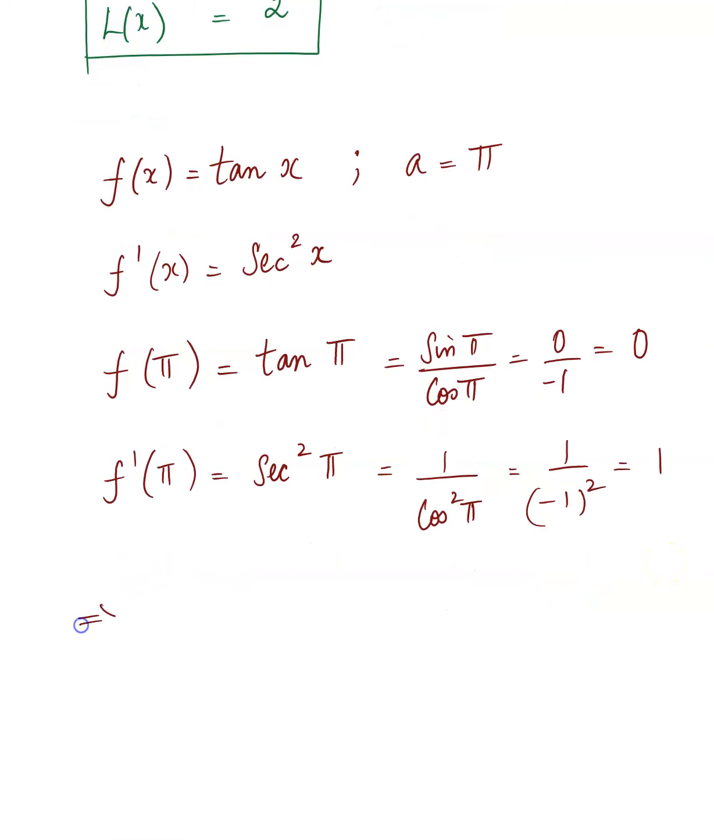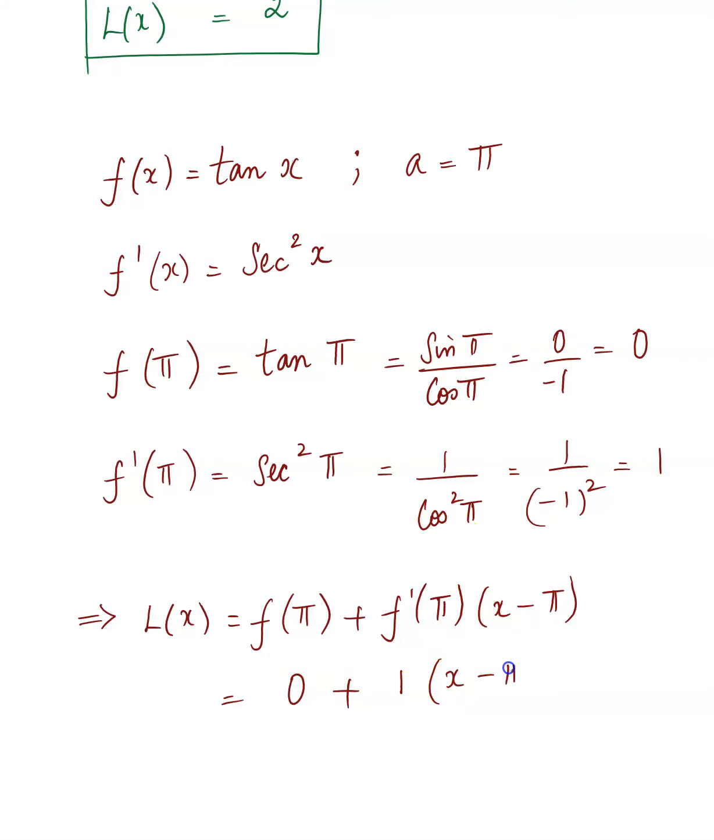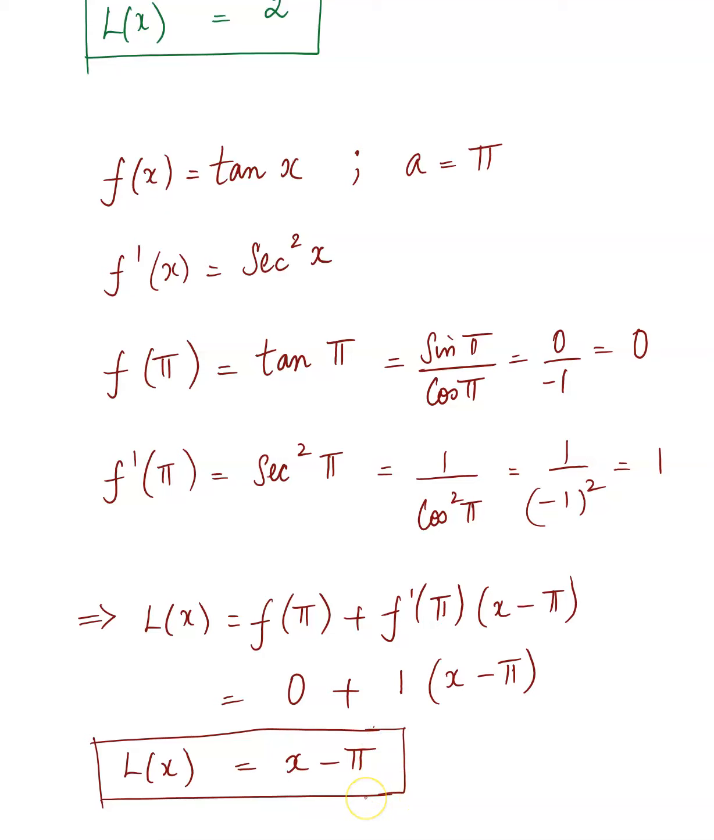And then now we can use the linearization. L of x is f of a, in this case a is pi, so f of pi plus f prime of pi times x minus pi. So f of pi is 0, f prime was 1 times x minus pi. So all this comes down to x minus pi. We found the linearization to be x minus pi.